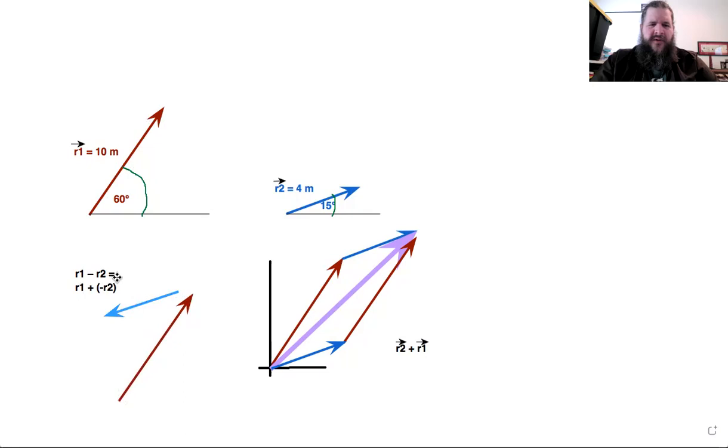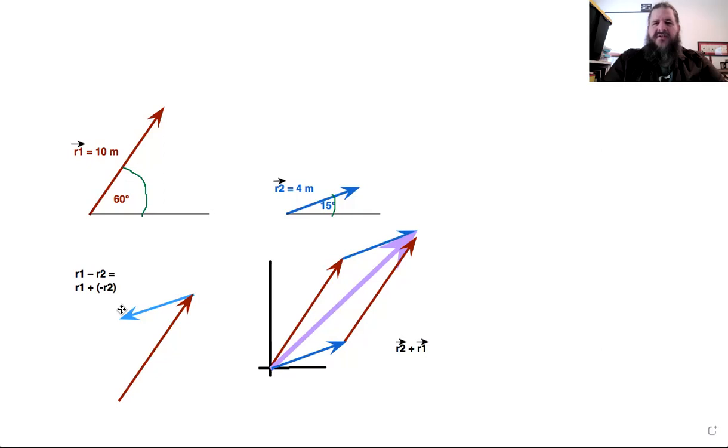So one way to think of subtraction is just adding the opposite. R1 minus R2 is the same as R1 plus negative R2. So you can still think of this as addition. We're just adding the first vector plus the opposite of the second vector. And this is generally what a negative multiplier does to a vector.